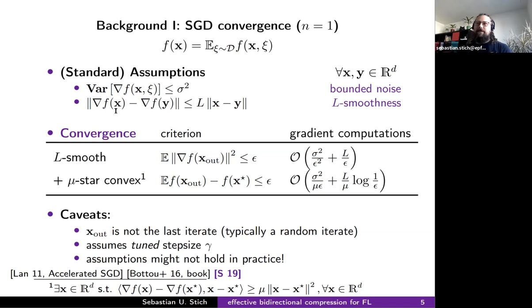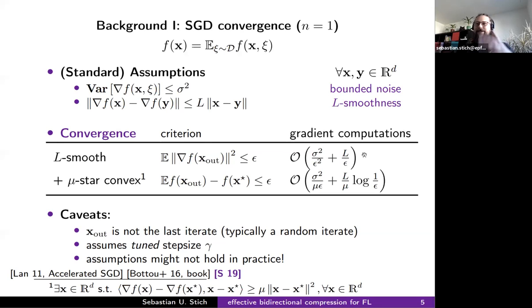Under these assumptions, we can, for instance, prove that the norm of the gradient of our algorithm will become smaller than any desired parameter epsilon. So we can prove that SGD converges to a stationary point on smooth functions. And the number of gradients that we need to compute can be written in this form. It's typically sigma square over epsilon square, where epsilon is the accuracy and sigma is the noise, plus some higher order terms that matter a bit less.